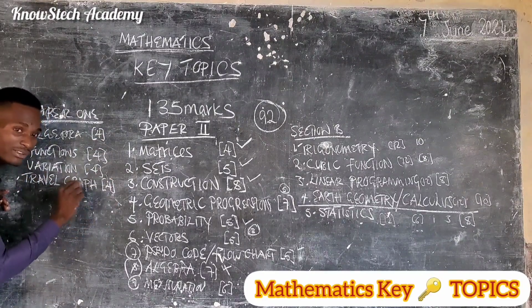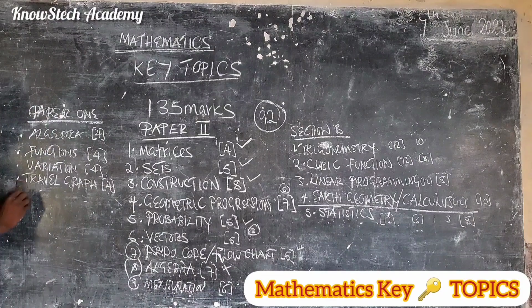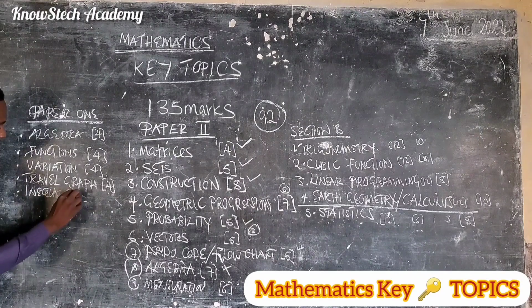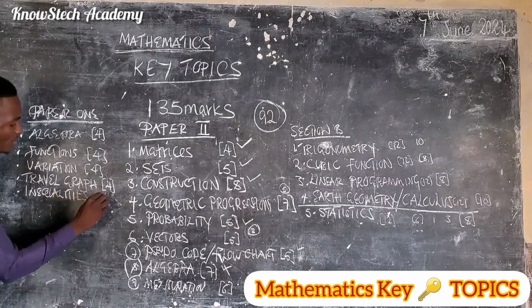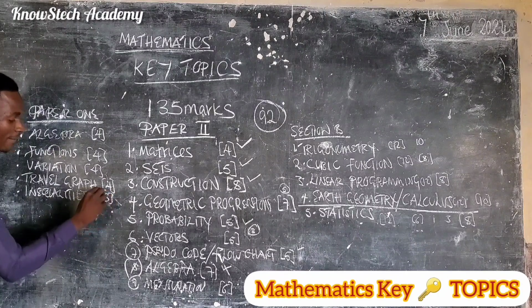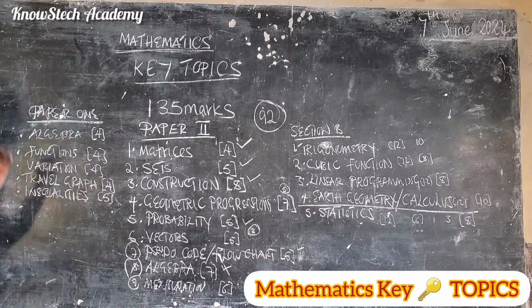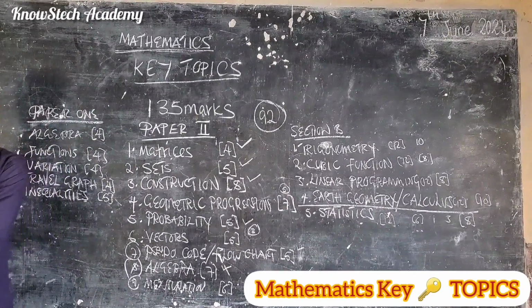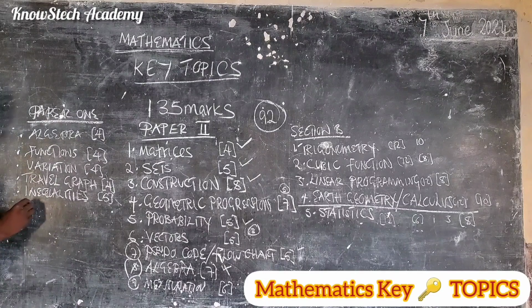Travel graph, the last question, which is 23. Then you also have inequalities or linear programming. Inequalities is 5 marks. Then there is introduction to cubic function or quadratic function, and it's usually 6 marks. Travel graph again is also usually 6, but let's leave it at 4.